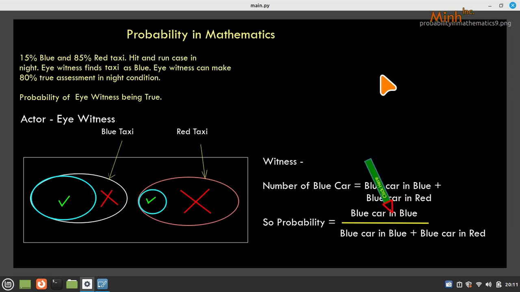Now, what is the probability? Blue car in blue by blue car in blue plus blue car in red. So total blue he is finding is this region and this region. The other regions are not in the computation. So the total number of blue cars that fellow is finding is blue car in the blue and blue car in the red. Then this is the sample space, and inside that we are picking this.